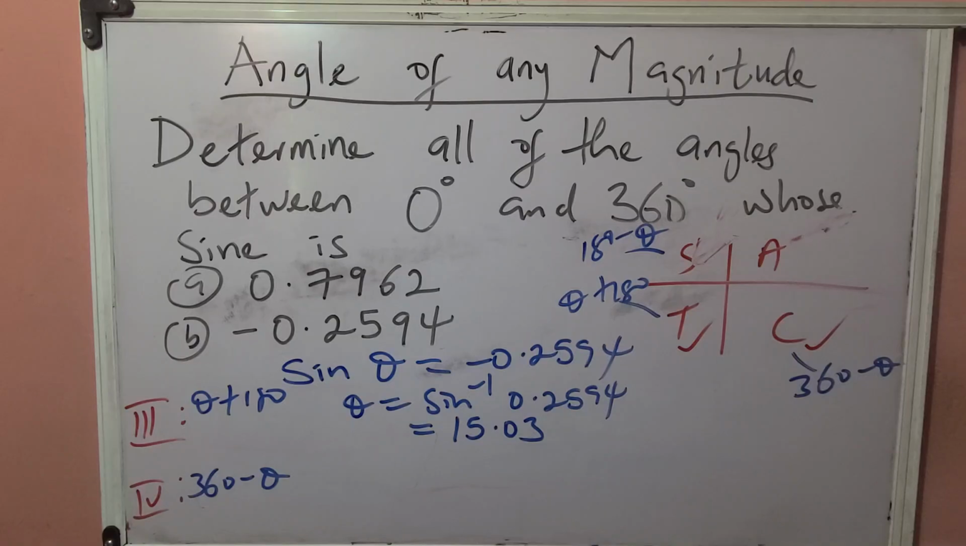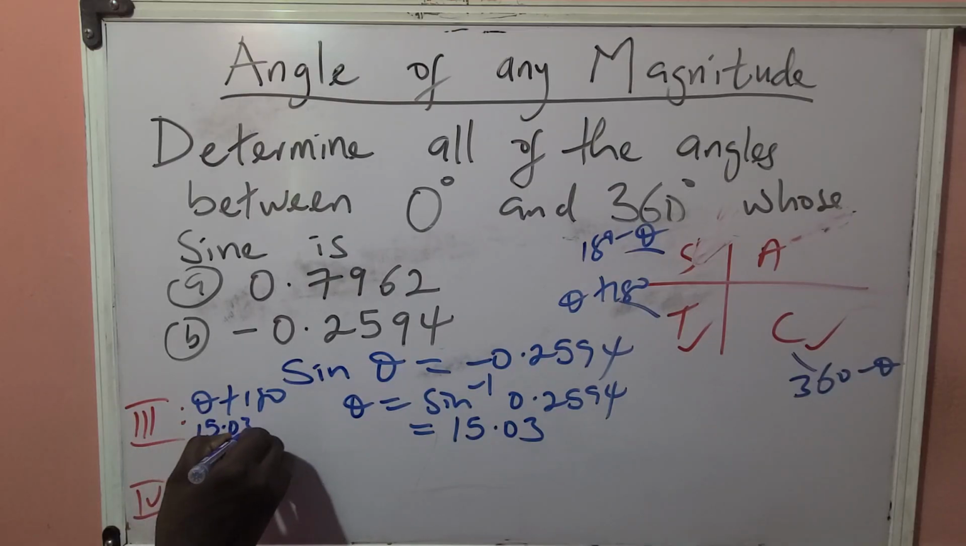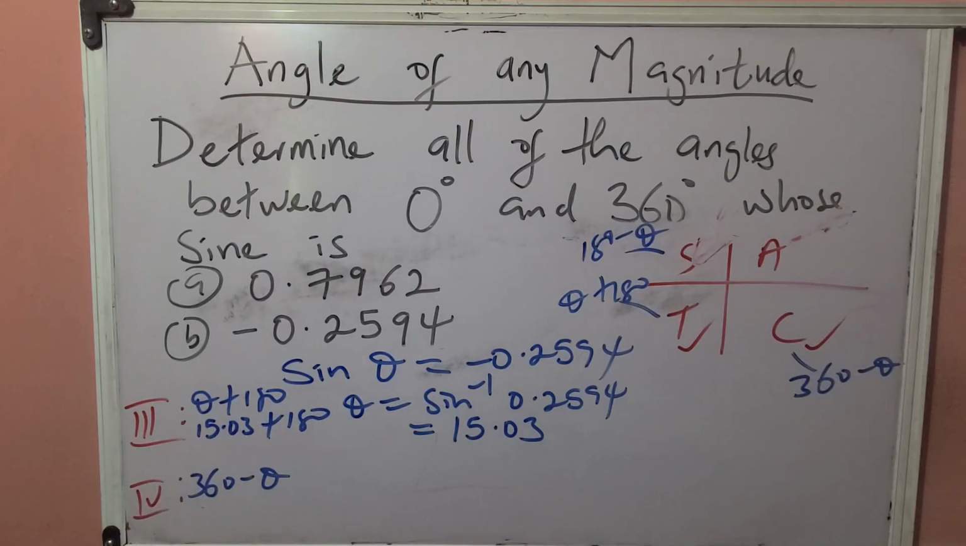Now, as I told you already, what this particular value you got here is what you'll be using as your theta in these cases. So theta here is 15.03. So you go on to fixing 15.03 here. That will be 15.03 plus 180. If you do 15.03 plus 180, you'll be getting a value of 195.03. Now going on to do quadrant 4, we have 360 minus 15.03.